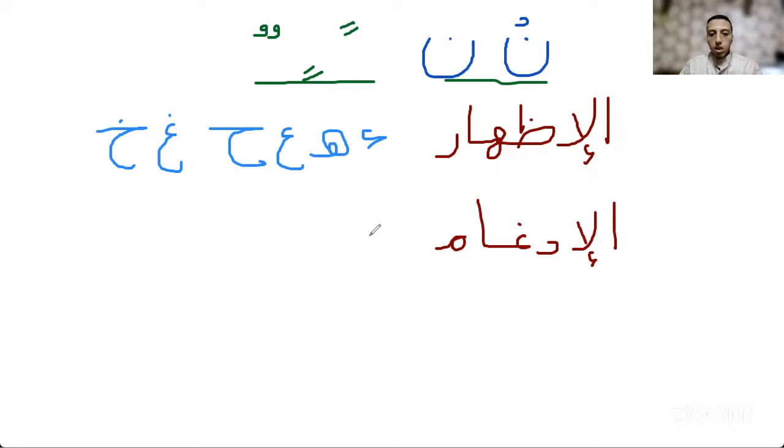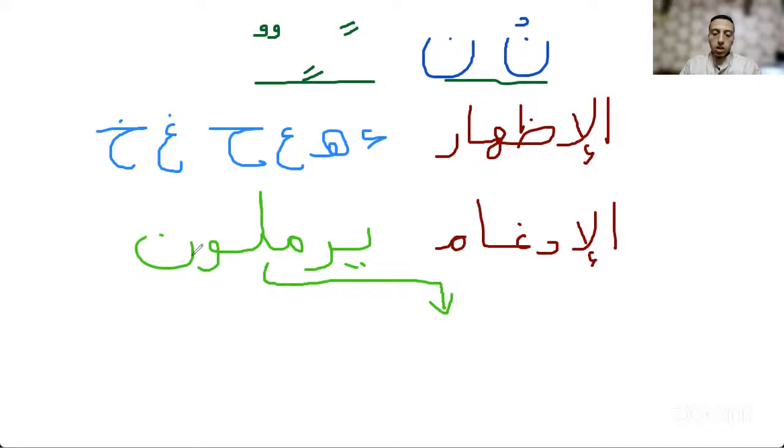These 6 letters are in a word, which is yarmalun. The word yarmalun has 6 letters if we count them. We are going to make them into 2 groups. The first group is the idgham with ghunna, and there is also the idgham without ghunna. So what are the letters of idgham with ghunna?